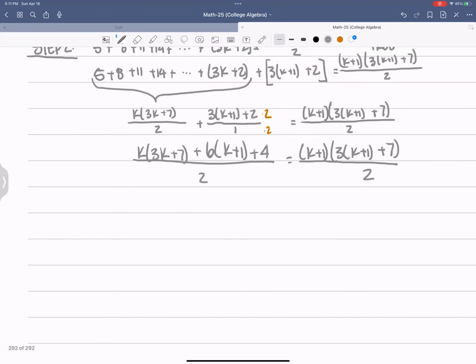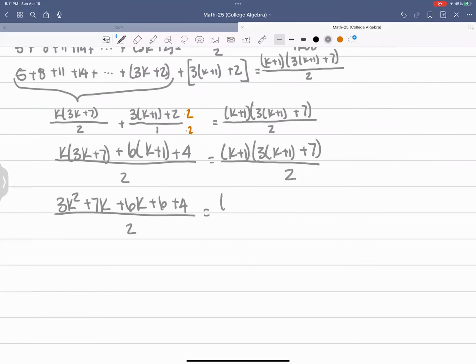So let's try expanding out the numerator. So distributing k here, distributing 6 here, and see what we end up with. So 3k squared plus 7k plus 6k plus 6 and plus 4. We're dividing all of that by 2. We're trying to get that to look like this left-hand side, 3 times k plus 1 plus 7 over 2.